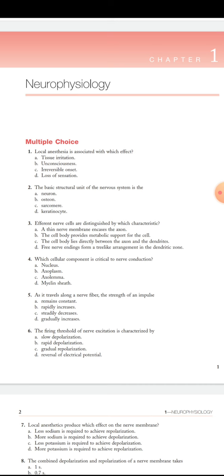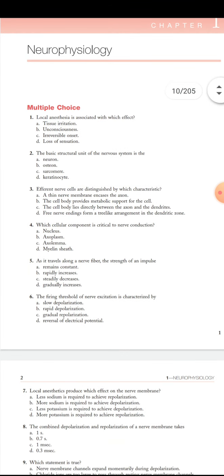4. Which cellular component is critical to nerve conduction? A. Nucleus. B. Exoplasm. C. Exolemma. D. Myelin sheath. Question number 5. As it travels along a nerve fiber, the strength of an impulse remains constant, rapidly increases, steadily decreases, gradually increases.